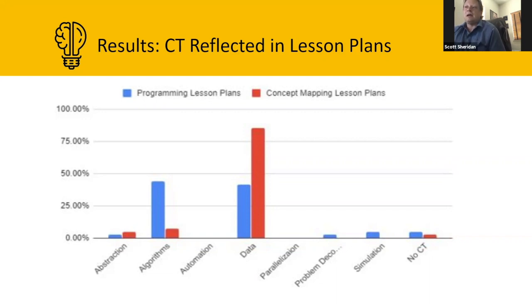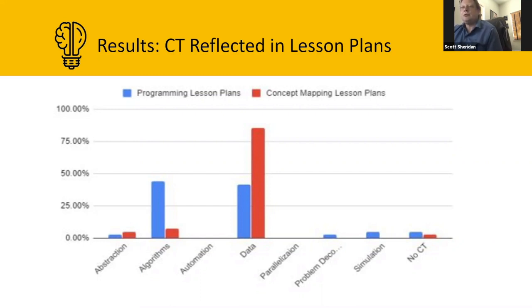One of the concept mapping lessons included no computational thinking concepts, because it didn't follow the directions of the lesson. The programming lesson plans exhibited a lot more variation. Of the 41 programming lesson plans, 18 incorporated algorithms as the primary computational thinking concept, 17 incorporated data, 2 incorporated simulation, 1 abstraction, and 1 decomposition. 2 of the programming lesson plans didn't include any computational thinking concepts. They didn't fulfill the goals of the lesson.